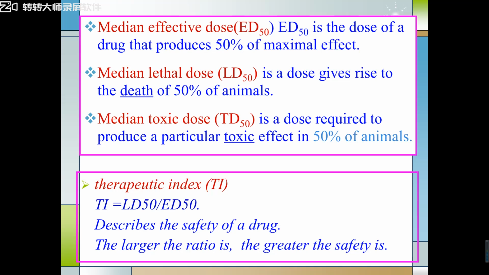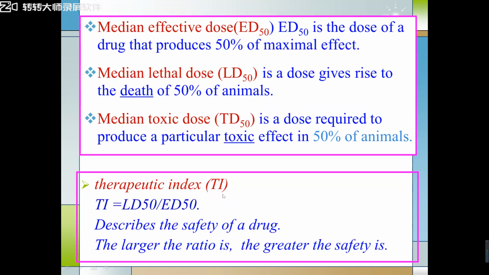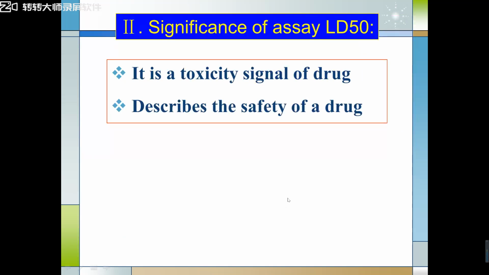So we observe the LD50, 50% lethal dose, similar to therapeutic index. The larger the LD50 is, the greater the safety is. So we also use LD50 to describe the safety of a drug. LD50 is a toxicity signal of a drug.